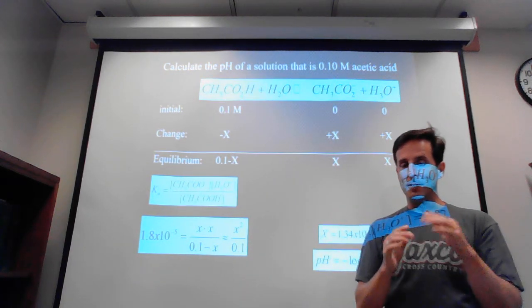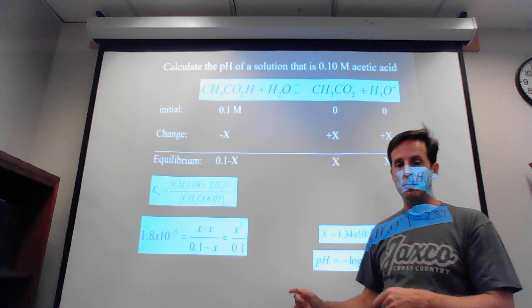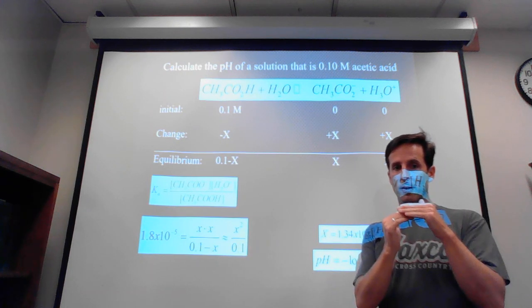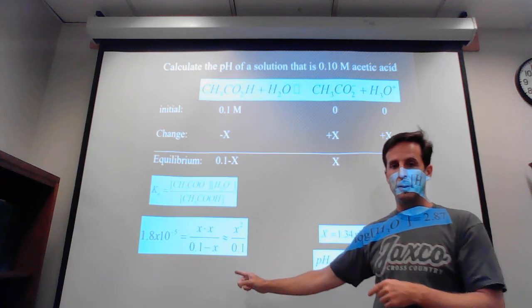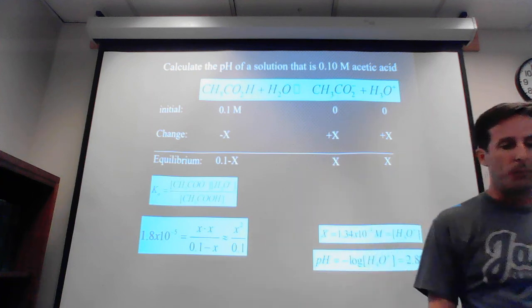If it's not 1,000, if it's less than that, then you need to do the quadratic. Okay? Because the closer they are to each other, the more significant that assumption becomes, and it can actually mess your answer up. Okay? So, that's our rule.